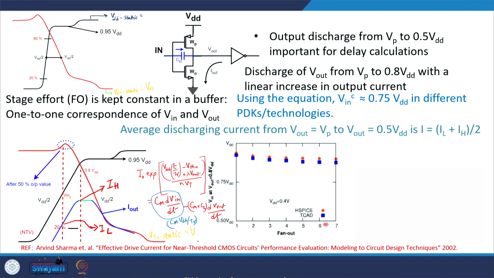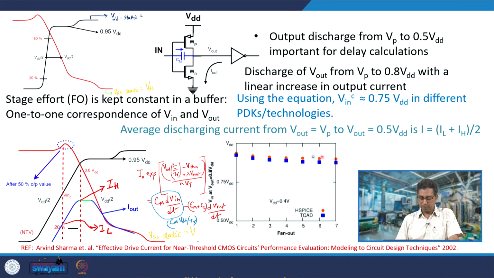So, fan out load keeps changing in the inverter chain, stage by stage. It is a balanced inverter chain with equal fan out load for each stage, and you observe that this V in C value is almost constant for two different PDKs or two different technologies. One is a PDK at 65 nanometer node, and the other one is a TCAD simulation of a typical 32 nanometer node.